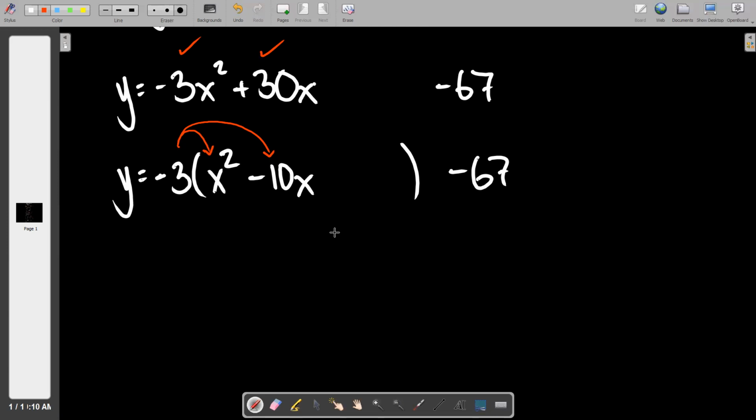This number that I'm about to write in this blank will always be a plus. Let's be perfectly clear about that. Because when you complete a square, by nature, you're adding in something squared, which will be positive. And that's going to be half of negative 10, which is negative 5, squared is indeed plus 25.